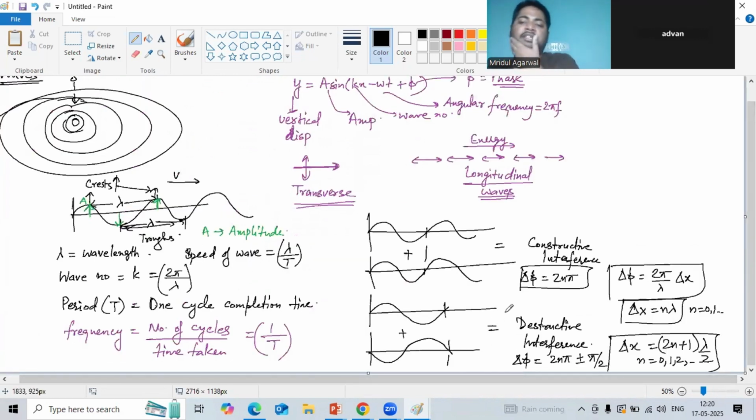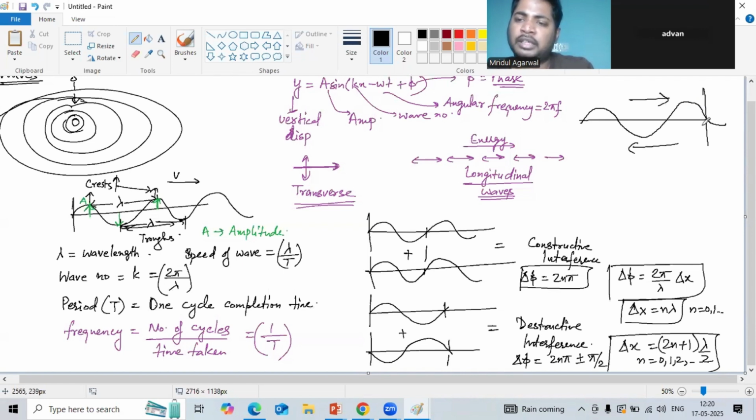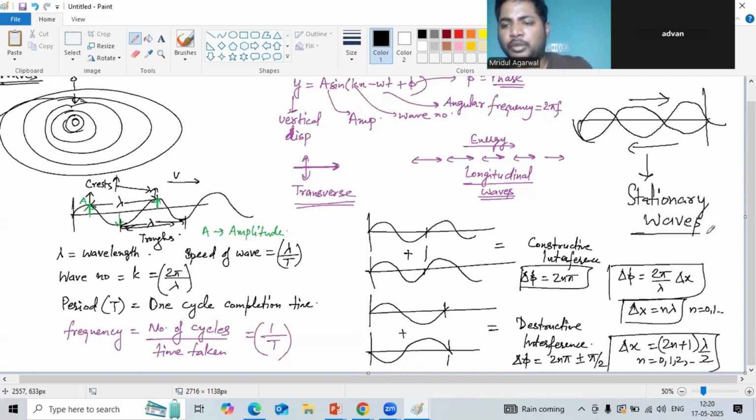And remember one thing, if you have a wave going from left to right, and you have a reflection from a wall, then what will happen? It will create nodes and antinodes, and there will be a formation of stationary waves, or what we call standing waves. In standing waves, there are some points which never have any displacement, and those are called nodes. Similarly, some points always have maximum displacement from the mean position, and those are known as antinodes. Clear with this part?